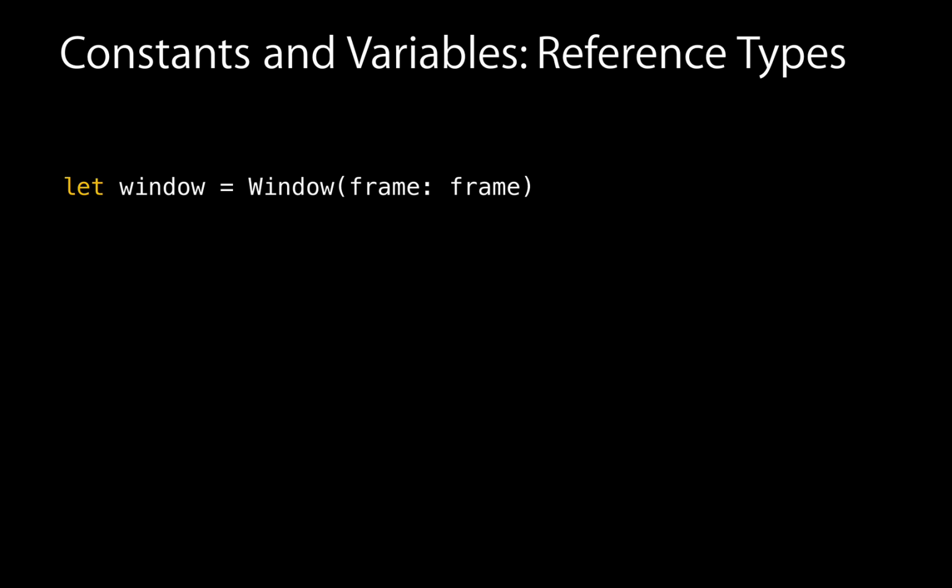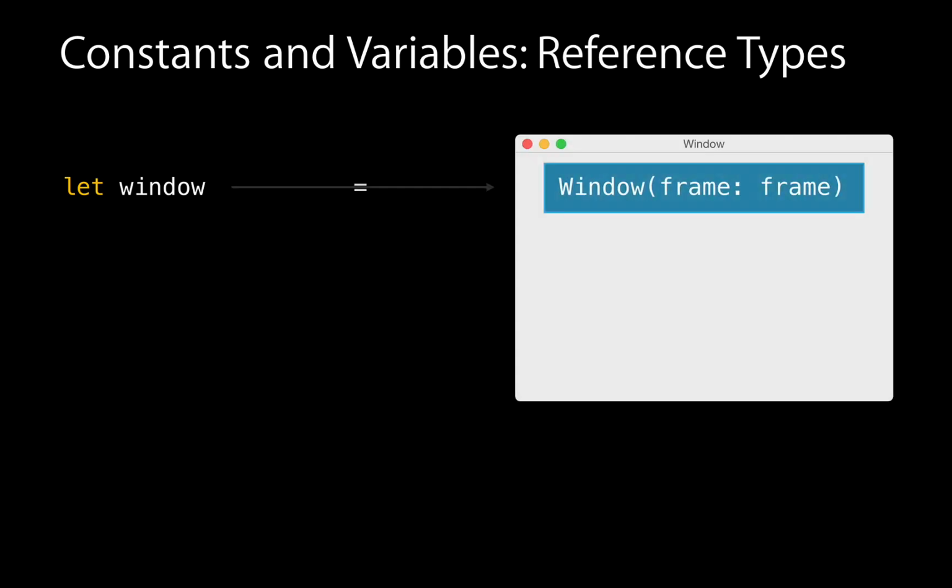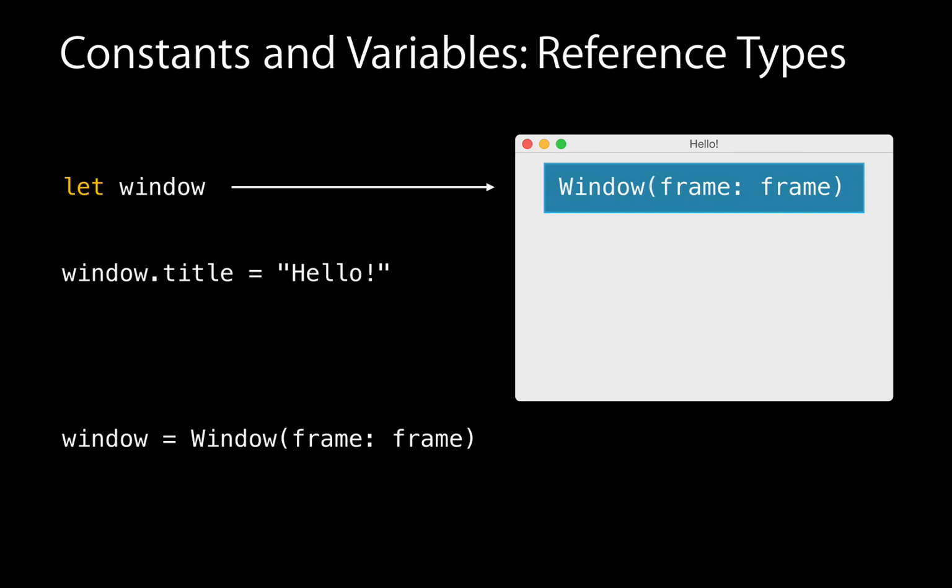What does that really mean? Well, it means that I have a reference to a window object. But the window object isn't affected by this constant. It's only the reference that is. So I can still change my window's title quite happily. I can still set that to hello, and it just works. But it's a constant reference. That means if I try and connect this reference to a different window, I'll get a compile time error, because I cannot mutate a constant, and I'm trying to mutate the constant reference here.